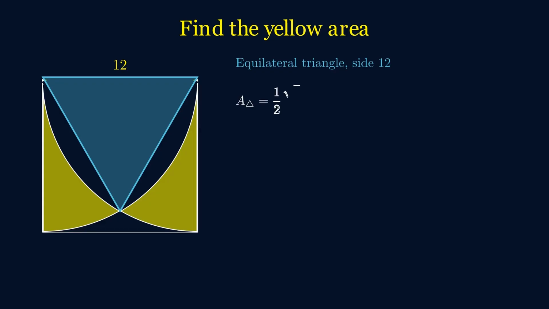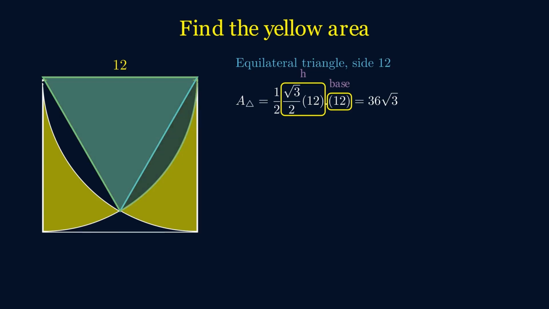Now, since it's equilateral, the height is 12 times square root of 3 over 2, and the base is 12. So the area of our triangle is 1/2 times base times height equals 36 times square root of 3.